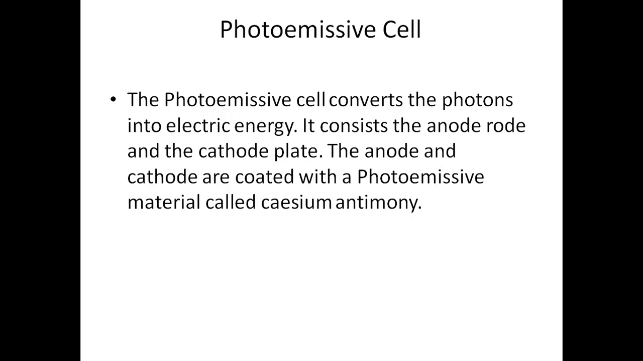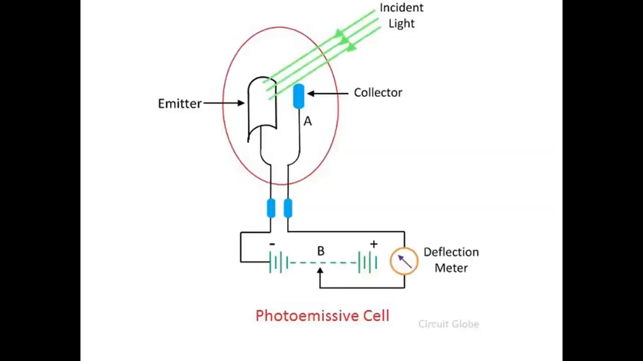It is sometimes called a photocell or electric eye, as we have heard. The photoemissive cell converts photons into electric energy. It consists of an anode rod and a cathode plate. The anode and cathode are coated with the photoemissive material called cesium antimony. This is the diagram which shows the photoemissive cell.